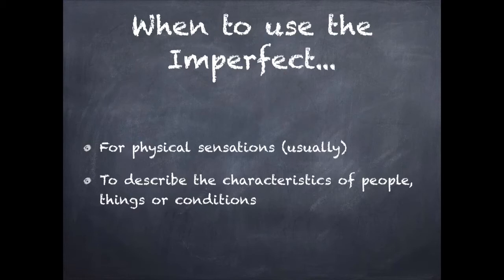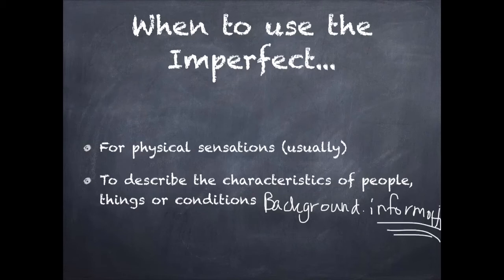Also, to describe the characteristics of people, things, or conditions. He was a tall man. In that case, it's background information. So that's one thing to put in here specifically that'll help out some. Anytime you're dealing with background information, what we called setting the stage, any background information is going to use the imperfect tense.